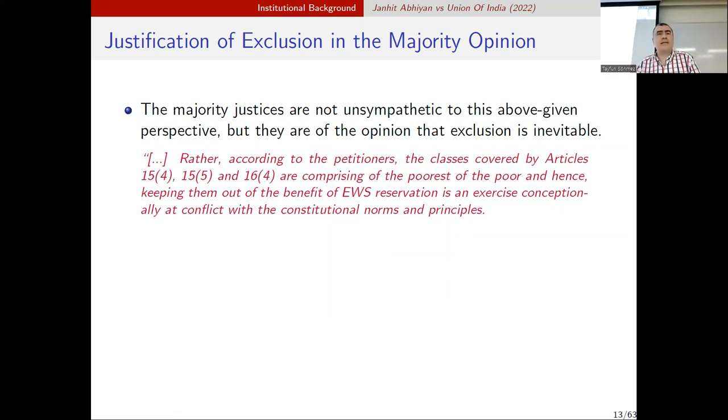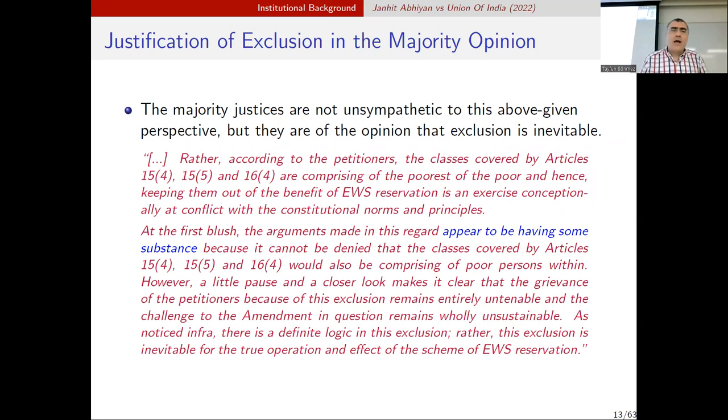So what were the majority justices thinking? Why did they give that decision? They are actually not unsympathetic to the position of the dissents. They're saying it looks like it makes sense. So let me read what they're saying. "Rather, according to the petitioners, the classes covered by articles, and so on, comprise the poorest of the poor, and hence keeping them out of the benefit of EWS reservation is an exercise conceptually at conflict with the constitutional norms and principles." So the majority justices are acknowledging what the dissenting side is saying. That's what they are saying.